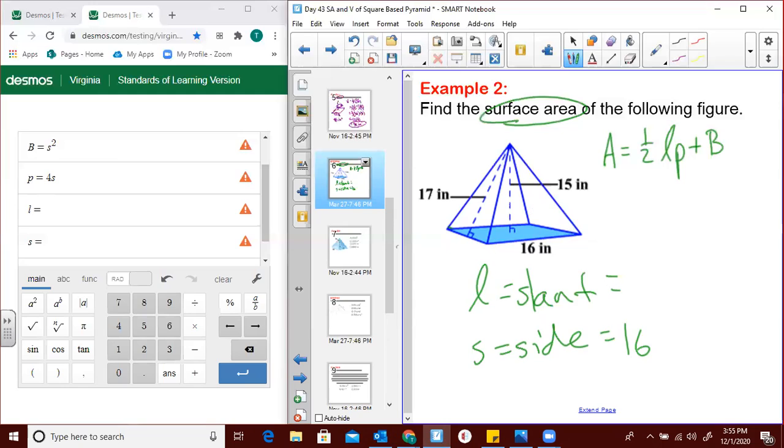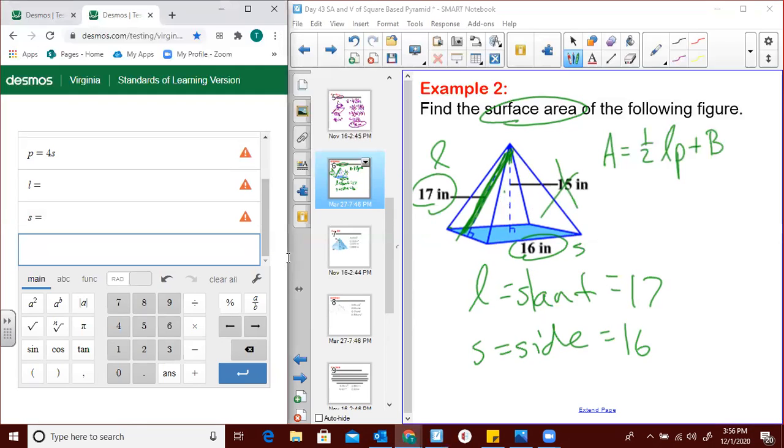So I can tell that this 17 is going to be my slant because it runs right down the middle of one of our triangular sides. All right, so 17 is going to be our L, 16 is going to be our S. And then you look at this 15, you realize, oh, this is inside the pyramid. So we don't have to worry about that. That's our height. We're not going to use our height when we're looking for surface area.